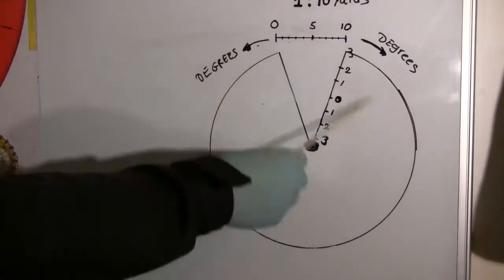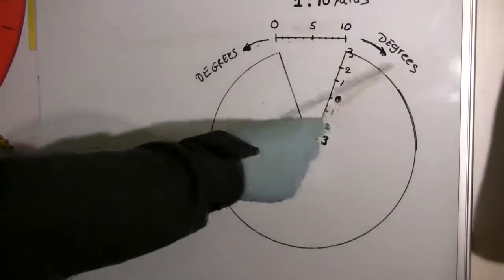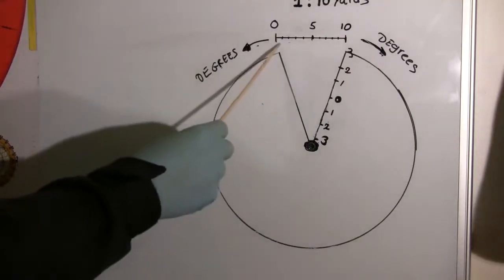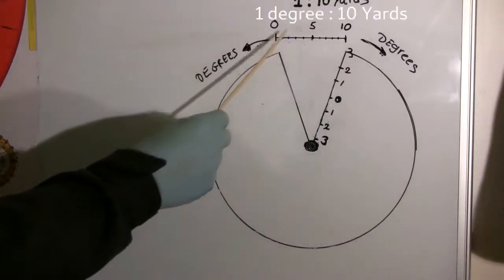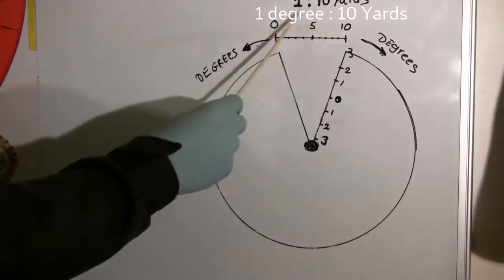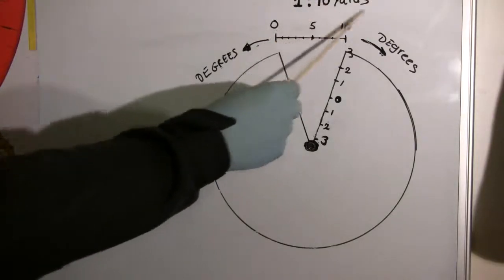He drew a circle and divided it in degrees. And he said, 1 degree is in reality 10 yards.